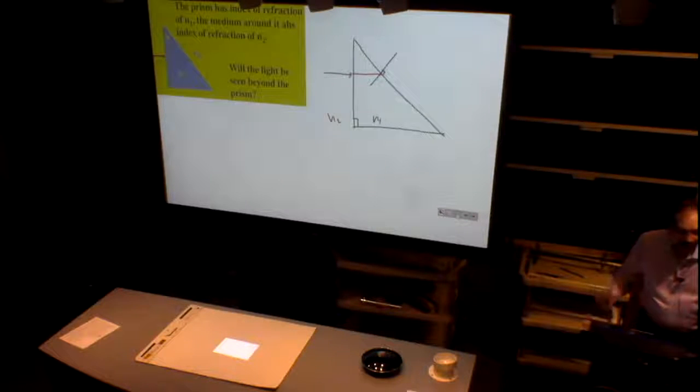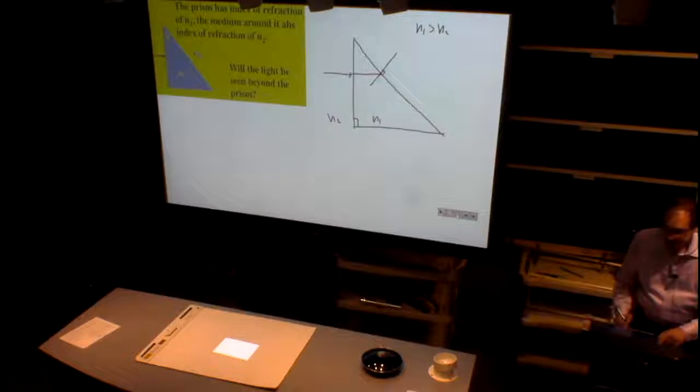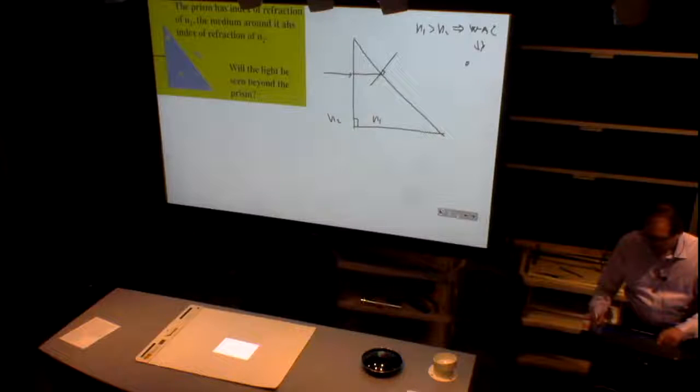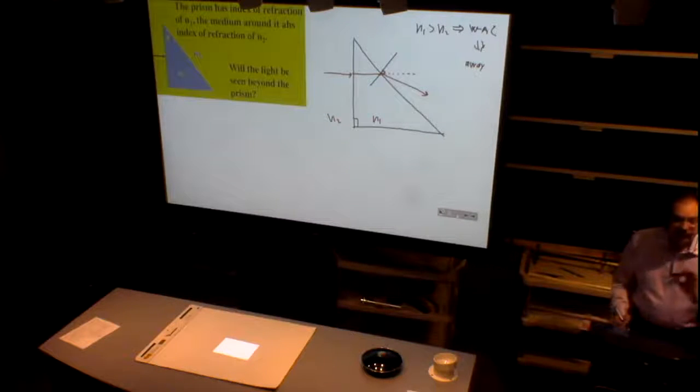Now, of course, we have to make an assumption, and let's say N1 is greater than N2. So it's like a water-air situation. Water-air case. And for this situation, the ray should bend away from the normal. So light doesn't travel like this anymore. It has to bend away from the original direction and away from the normal. So this is how it should travel if conditions are fulfilled, if there is no total internal reflection.